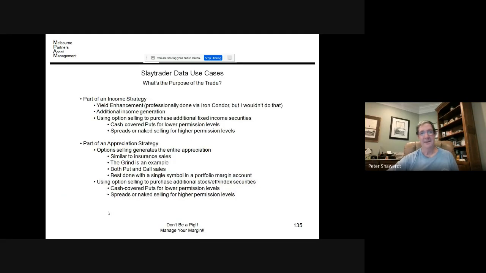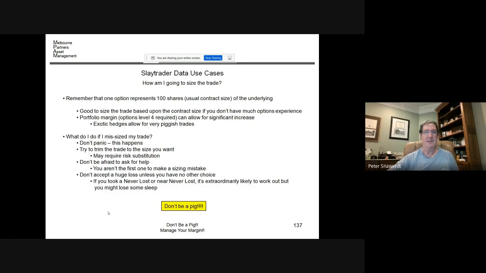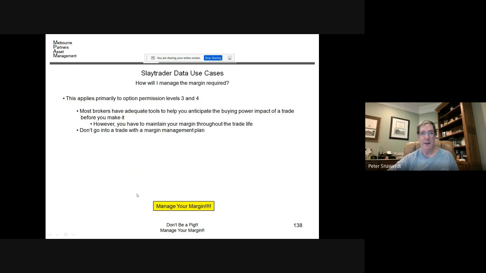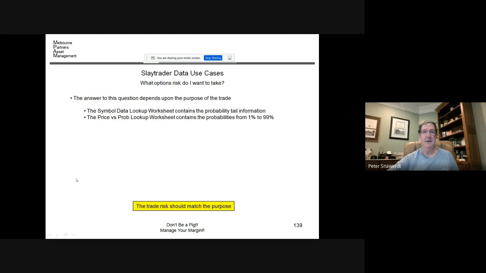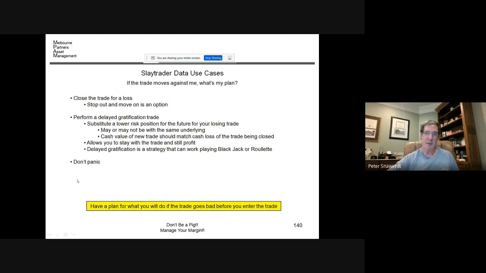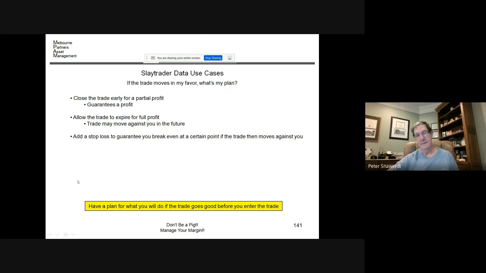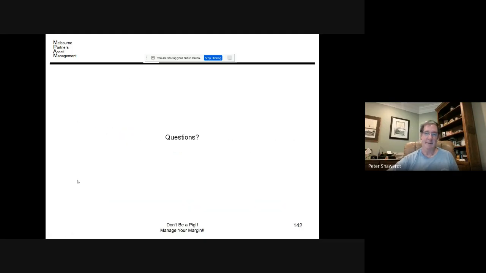There's more. Just go through these. I already kind of talked about that. This is the big one. Don't be a pig. Manage your margin. Max purpose. Have a plan. Have a plan. Questions?